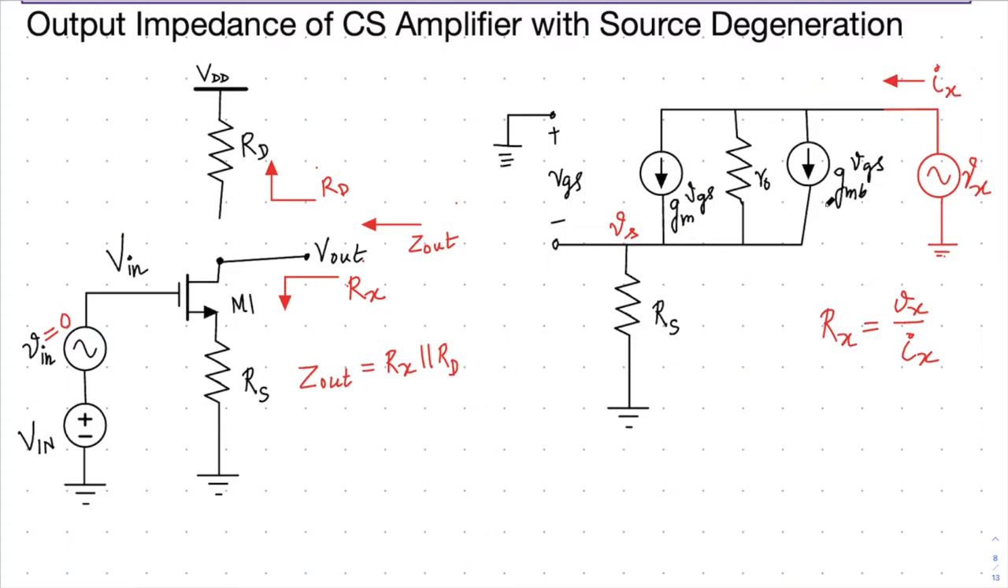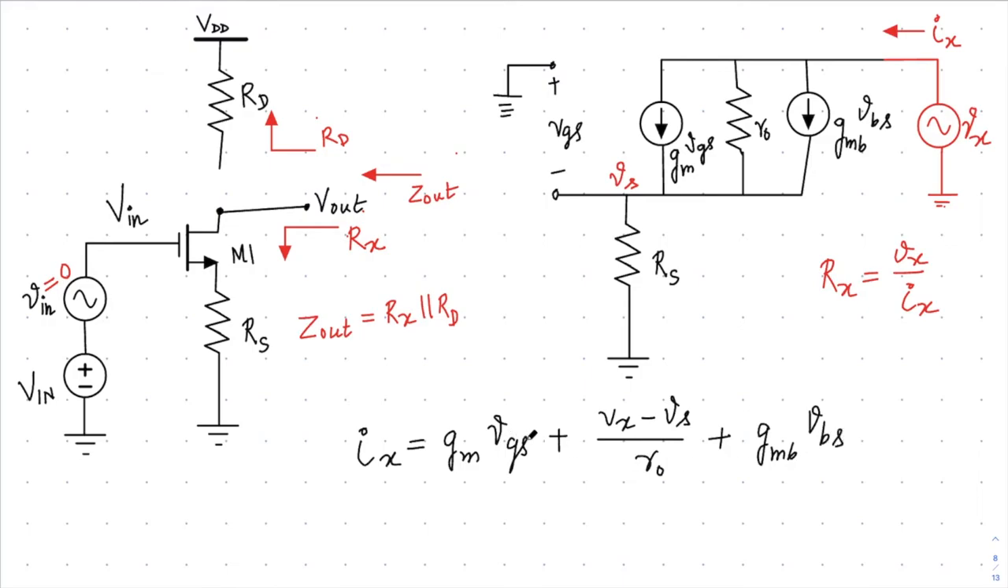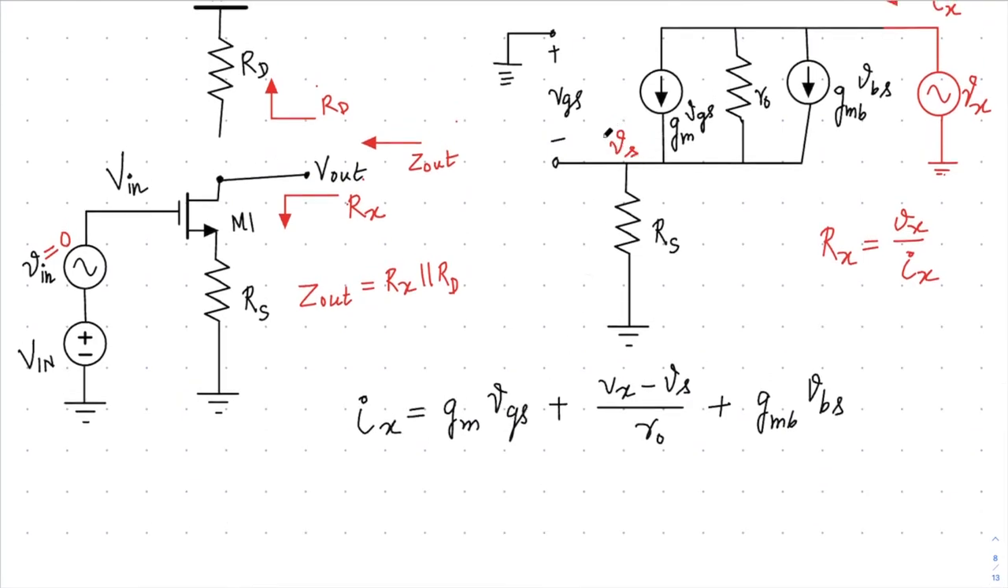So this current Ix is a combination of this gmVgs and the current flowing through this RO, and of course the gmbVbs. Sorry, this would be Vbs. My Ix is given by this one, which is gmVgs. The current flowing through this one, as we have discussed before, is nothing but the potential difference between these two divided by this RO. Vx minus Vs by RO, plus the current flowing through this, which is gmbVbs. Okay, so now let's replace this VGS with this voltage Vs. So if you see here, this is grounded, and you can see here the gate is at ground. So basically it's just the minus Vs.